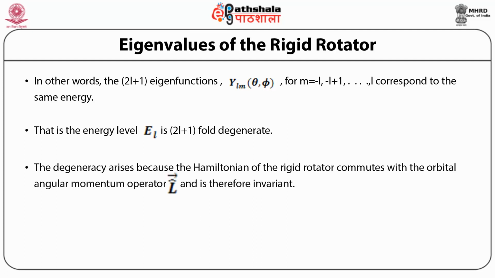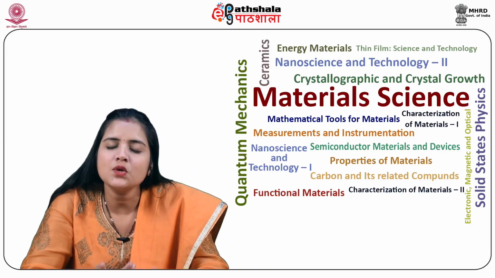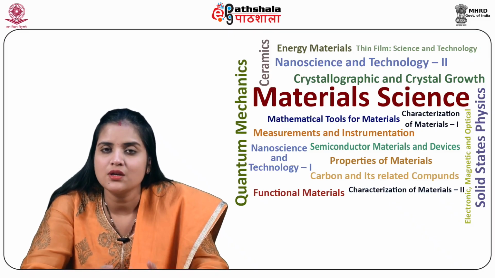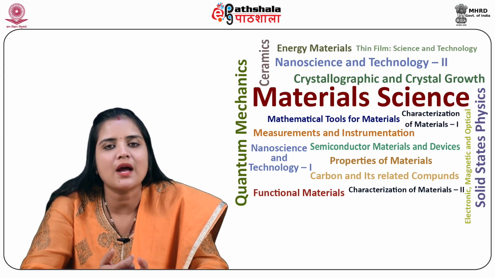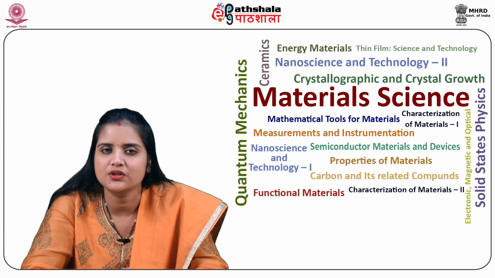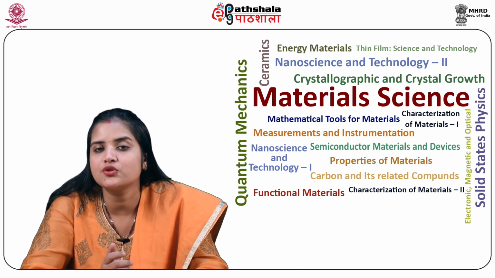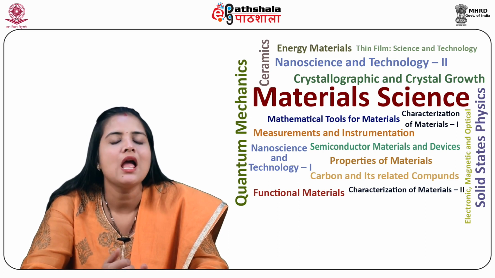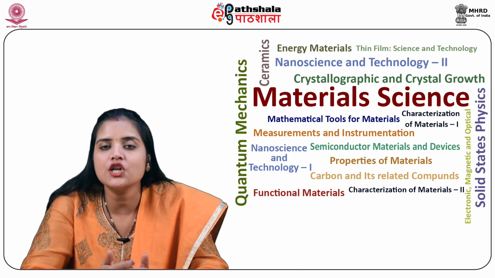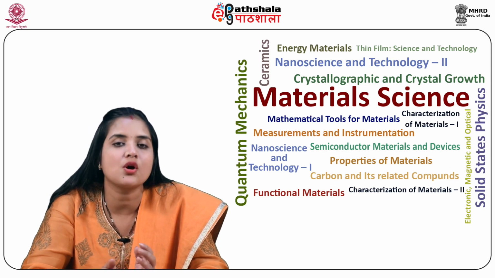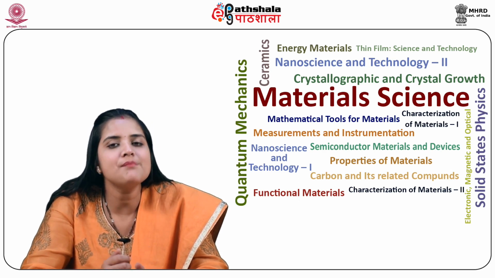The degeneracy arises because the Hamiltonian of the rigid rotator commutes with the orbital angular momentum operator L and is therefore invariant under rotation. Thus, for this system represented by the Hamiltonian, all directions of space are physically equivalent. Equation 31, giving the eigenvalues of the rigid rotator Hamiltonian, can be used to obtain an approximation for the rotational energy levels of a diatomic molecule, as for example HCl.